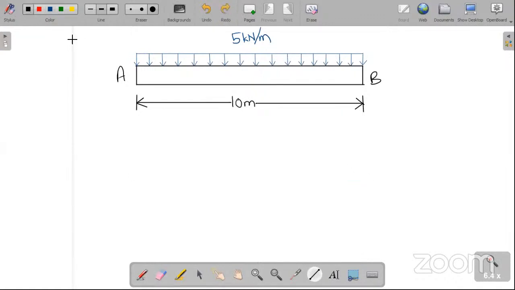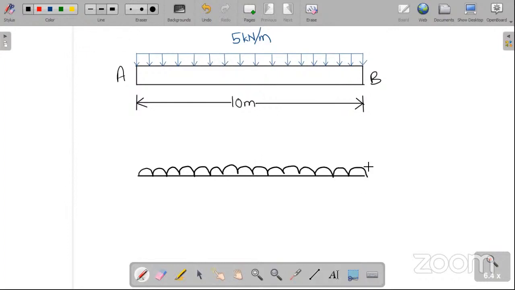Or let me use the black color only. Okay. And now on this we have... so many answers I'm getting. I can't trust now. I'm getting 125 again, a different one. So let me draw the free body diagram. I'm drawing like this because that's easier to draw. Otherwise, I have to draw those arrows. So let's say this is the 5 kilonewton per meter of UDL.